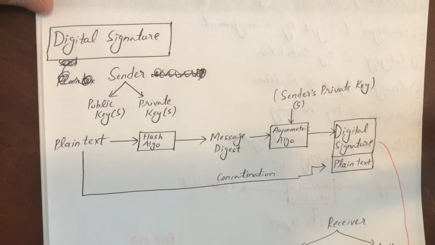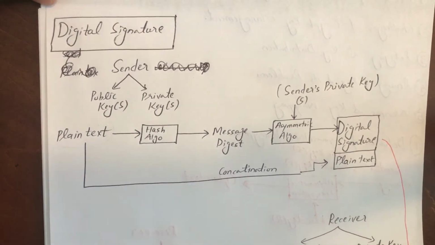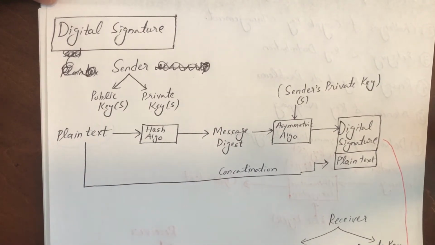So let's say, for example, the sender wants to send a plain text message to the receiver with a digital signature. As I told you earlier, we are not putting in encryption just for a moment.